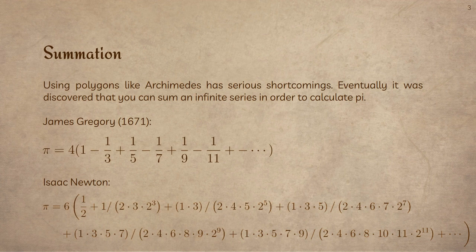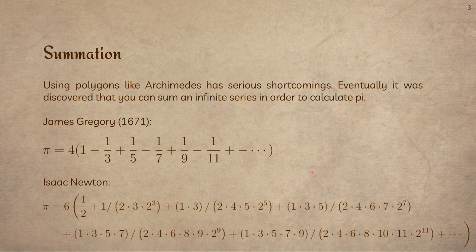So one of the ways that we do it now is we use summation. Using polygons like Archimedes did has a lot of serious shortcomings. And it was eventually discovered that you can sum an infinite series in order to calculate pi. One of the first people that did that was James Gregory, and he did this in 1671. And he found this summation here, where you keep incrementing the bottom by 2 each time.